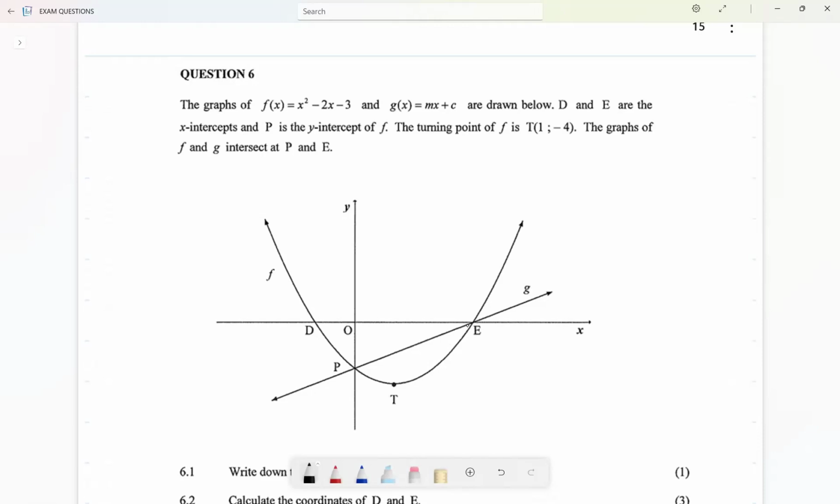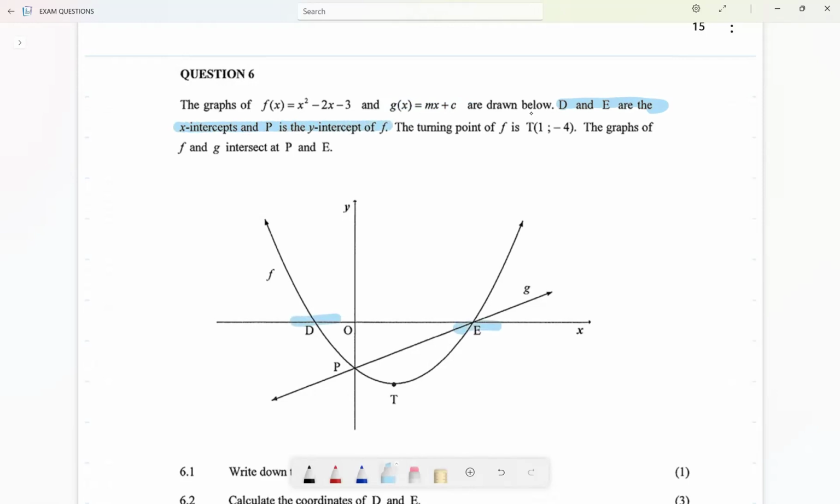Let's look at question 6 for the May/June 2024 question paper. It says the graph of f(x) = x² - 2x - 3 and g(x) = mx + c are drawn below. So f(x) is a parabola, we can see that, and g(x) is just a straight line. D and E are x-intercepts, and P is the y-intercept.